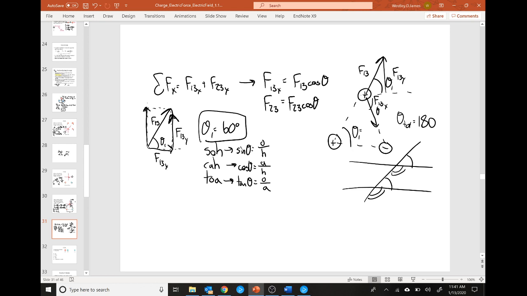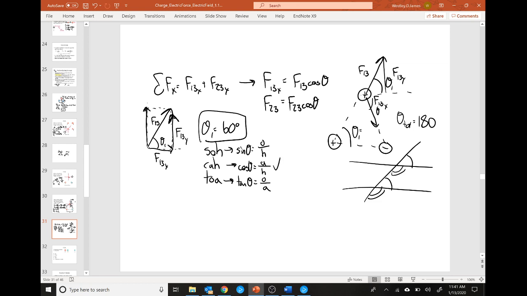So if I say opposite, my angle's here, it's the side that's opposite. If I say adjacent, it's the side that's adjacent. Hypotenuse is the longest side. So if we want the x component, is that the opposite or the adjacent? Well, it's the adjacent. Which of these has adjacent? These two, tangent and cosine. So then we say, what else do we have? Well, we have the hypotenuse. Which of these has adjacent and hypotenuse?